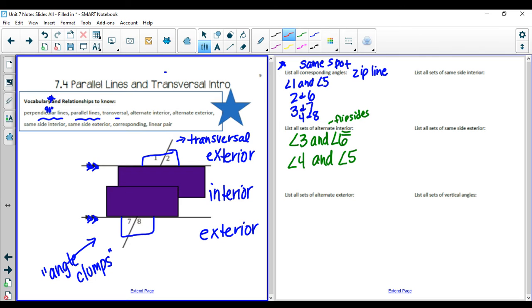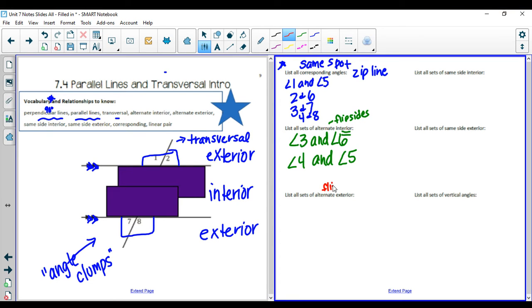Same thing as with the interiors, we're going to flip sides, but we're going to be outside the two parallel lines. Remember, pick one from the top clump, one from the bottom clump. So I'm going to start with angle 1 since it's up here. It's on the left side of the transversal. So when I come down here, I need to flip sides and go to the right side. So angle 1 and angle 8 are a set of alternate exterior angles. Angle 2 and angle 7 are the other set of alternate exterior angles that we have.